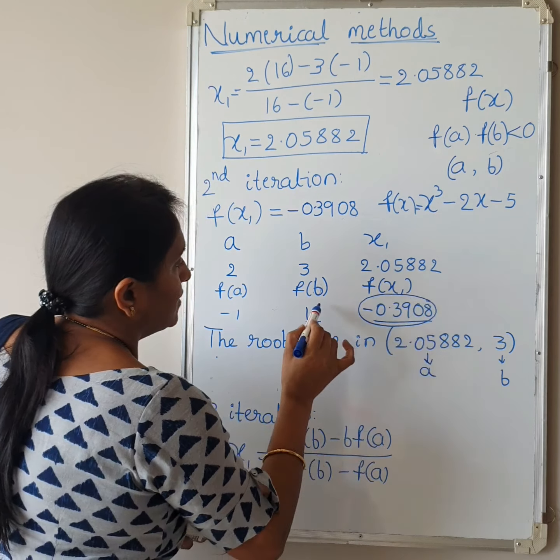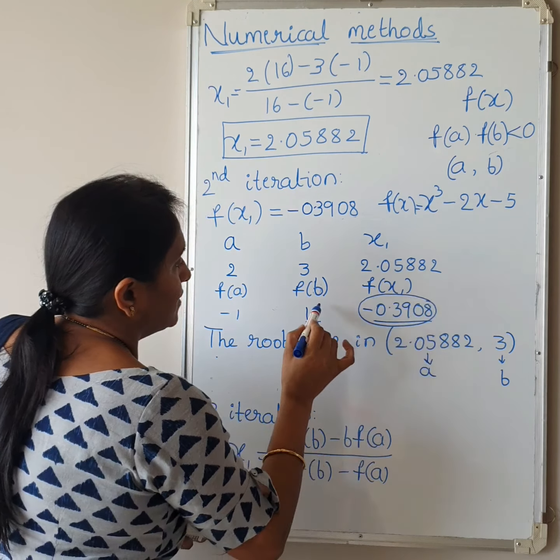Again we have to find out the interval. For that, a, b, x1, x2, then f of a, f of b, f of x1, f of x2. Once you practice the problems, it is not required to write down all these. Easily we will get to know the interval. So what is f of a? f of a is minus 1. f of b is 16. f of x1 is minus 0.3908. f of x2 is minus 0.1473.